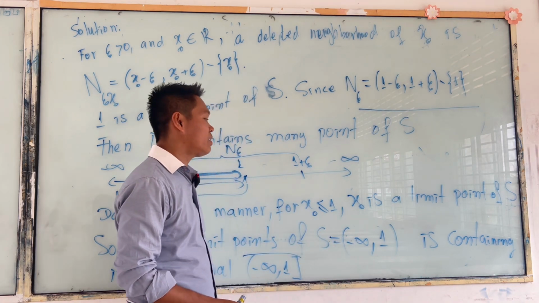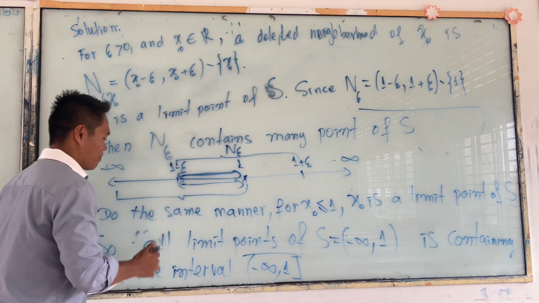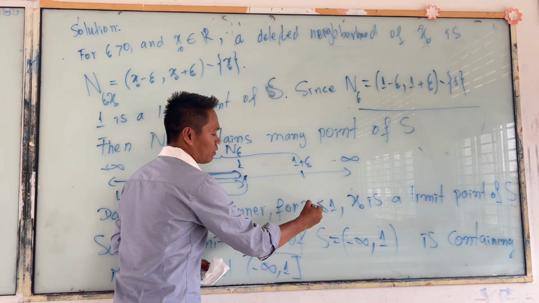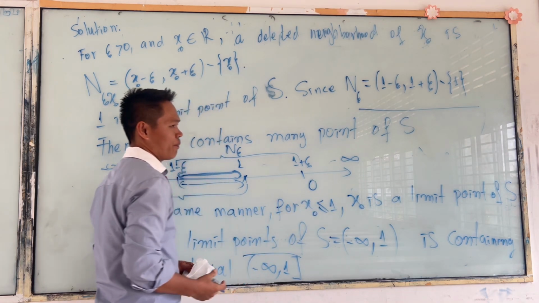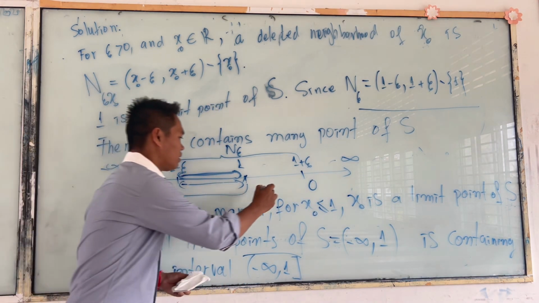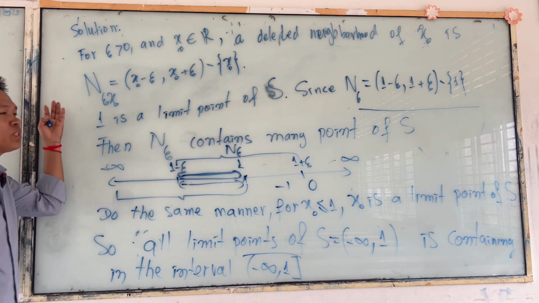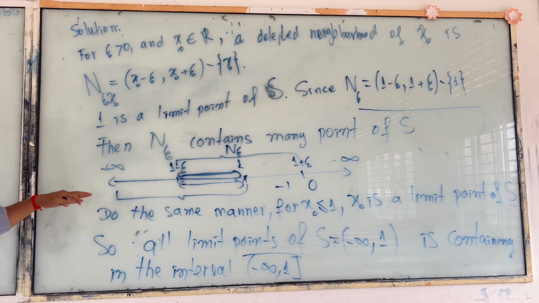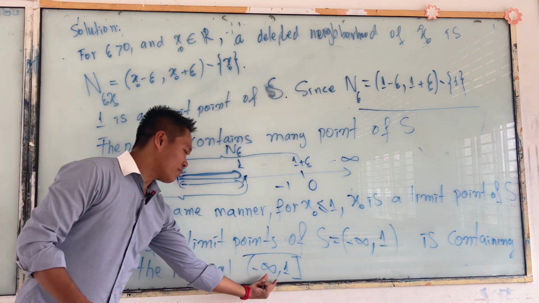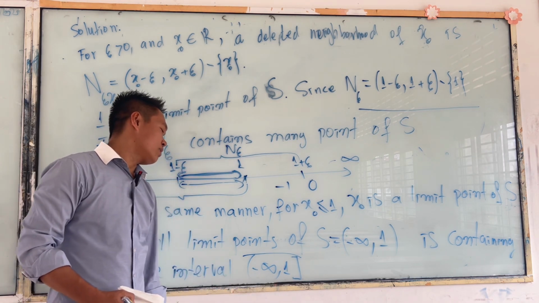You can check by example. If you want to check less than or equal to 1, check 0, or negative 1. Do the same manner as I did above and you will get it. So this is the set that contains all the limit points of S.